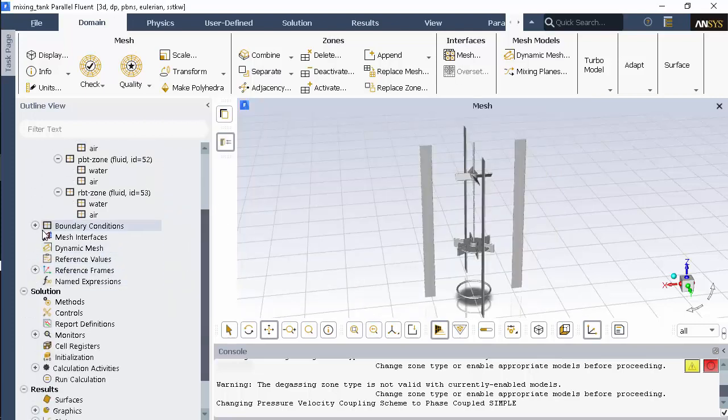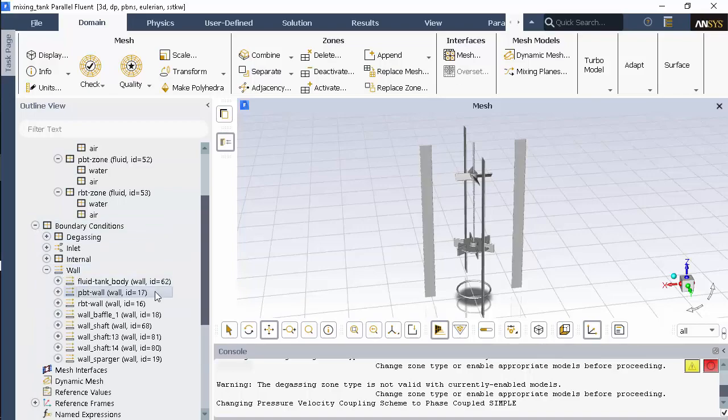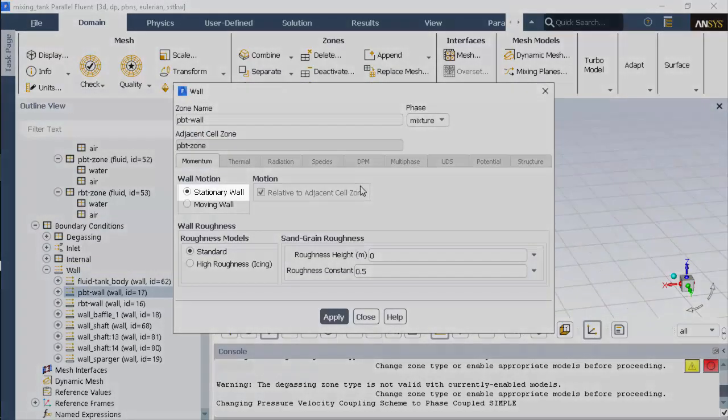Any boundary condition located within a particular Cellzone uses the same reference frame as the Cellzone. This is why the wall boundary condition for each impeller is stationary.